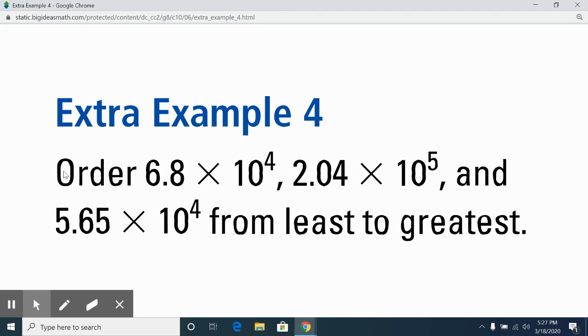So now it's asking us to order these numbers from least to greatest. All right, least to greatest. So do me a favor. You're going to pause your video and you're going to give this a shot. So at this time, please pause your video.